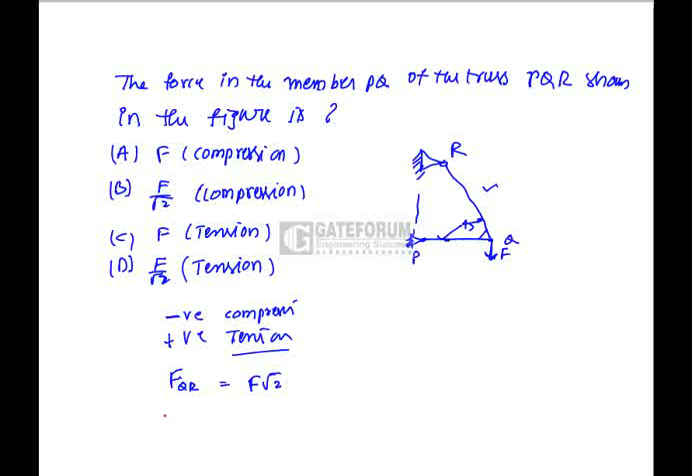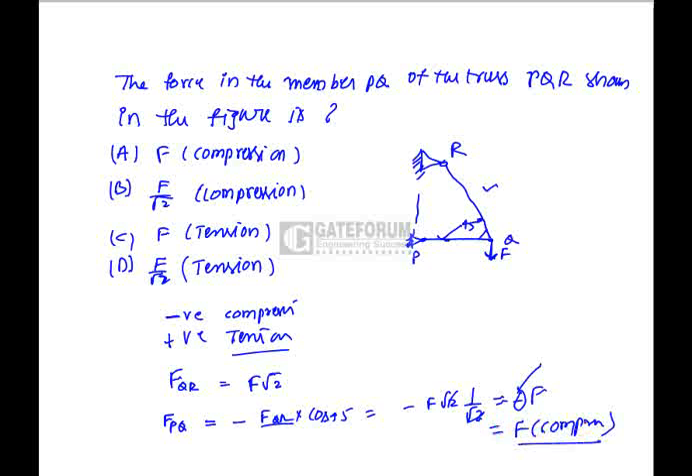So force in PQ is equal to minus F_QR into cos 45, that is equal to minus F root 2 by 1 by root 2, that is equal to minus F. The negative sign indicates compression, so F compression is the answer. Option A is correct.